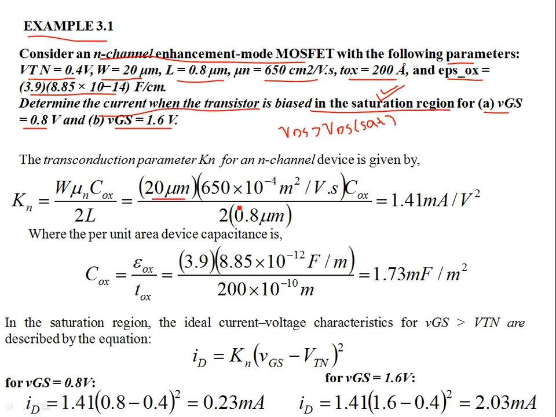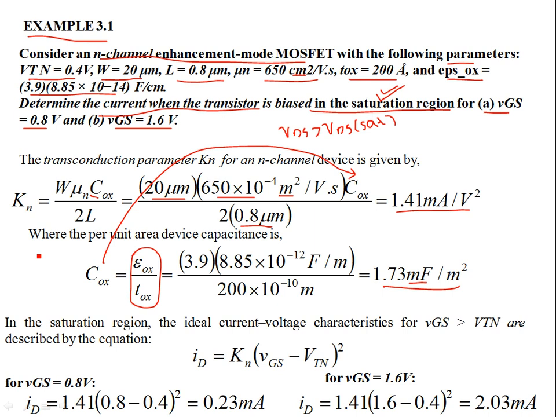So substituting these values of width and length, then you have the mobility. Okay, if this is in centimeter square, you can make it in meter squares. And then you are left with the capacitance of the oxide. Capacitance of the oxide is the ratio of the electric permittivity to the thickness, and so this is what you get in millifarads per meter squared. So if you plug this over here, you can find Kn as 1.41 milliamps per volt squared.